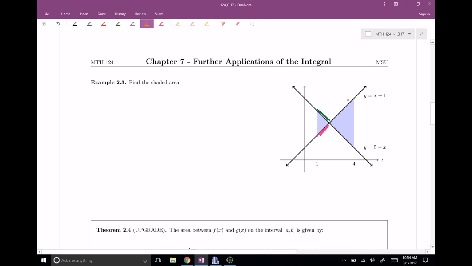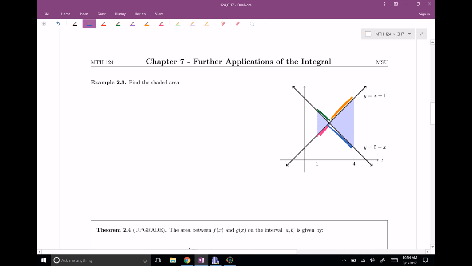However, in the next region, it switches. Actually x plus 1 is on top, and I'm running out of colors, I guess blue, and 5 minus x is on bottom. So we actually need to break up this definite integral into two pieces. I'm going to calculate out the area of these, well, they're triangles. I'm going to calculate out the area of each triangle individually.